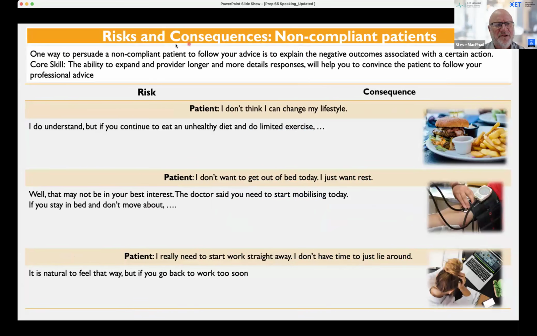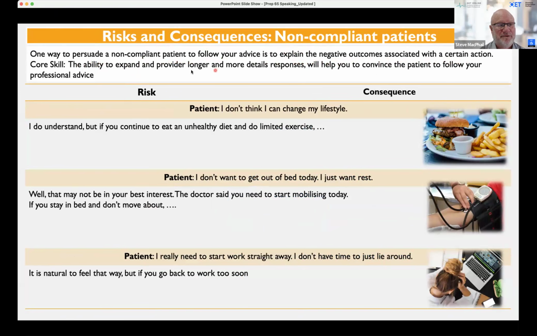Okay, now this one's a little bit different. This one's risks and consequences. And I'm introducing this one because you might get non-compliant patients that won't necessarily follow your advice. How do you deal with that? Well, one way to persuade them is to explain the negative outcomes associated with a certain action. In other words, a non-compliant action.